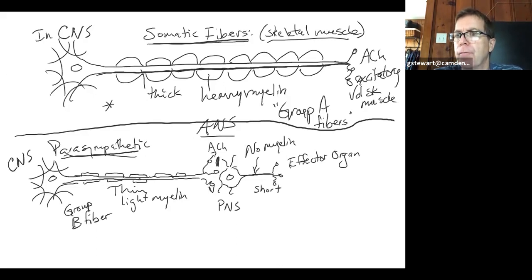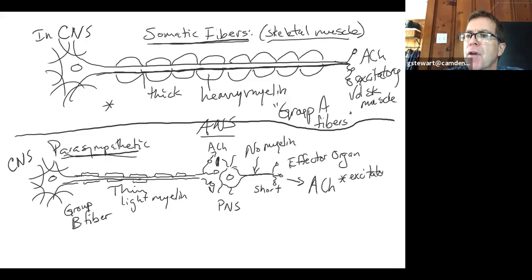This one, the postganglionic fiber, secretes acetylcholine, but is either excitatory or inhibitory depending on the receptor type at the effector. Okay, now let's do sympathetic fiber. Trying to squeeze these all on one page.